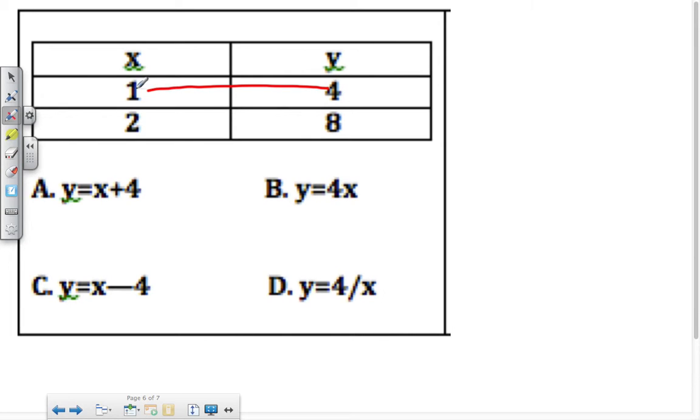Perhaps it's 1 times 4. 1 times 4 equals 4. Does 2 times 4 equal 8? It does. So the pattern is times 4. Which one of these do you see a multiplication times 4? This is plus, so no. That's minus, so no. That little sign right there means division, so no. So the only one that's times 4 is right there.